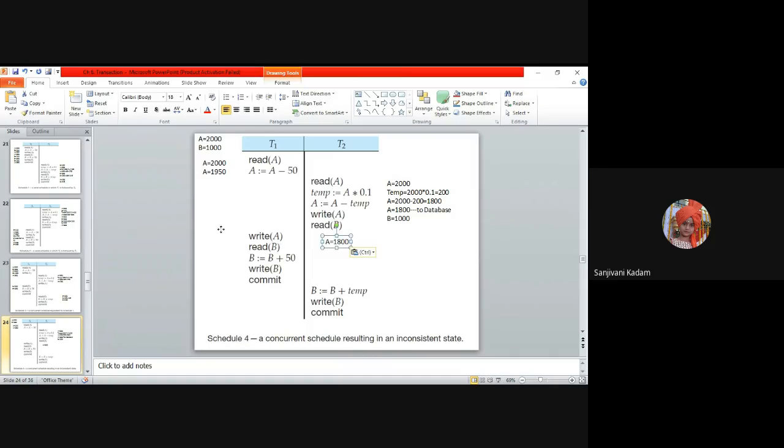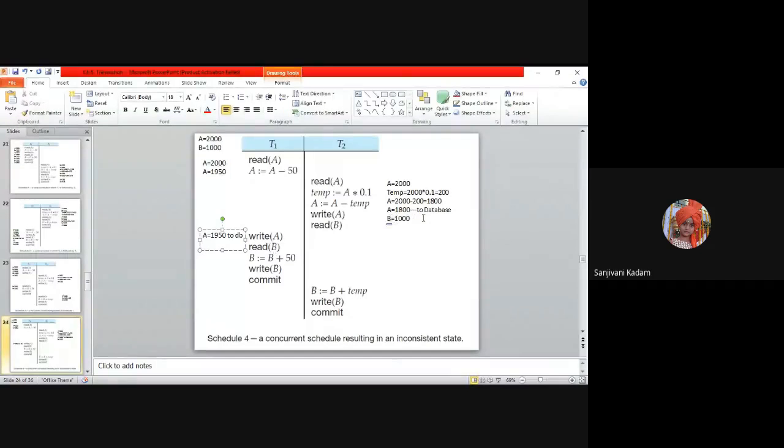So now in the local space, T1 has already read this value 2000. It has performed the changes, and now variable A has the value 1950. So this write A will write the recent updated value which is available with T1, that is, it will write 1950 to the database. Okay, so this will write 1950 to the database.